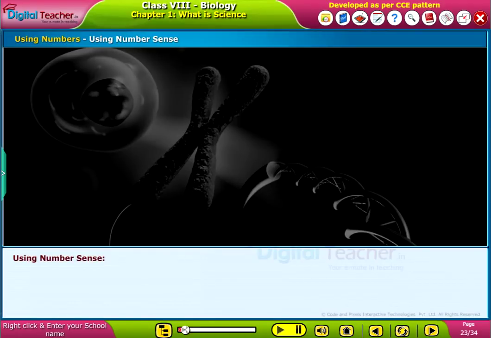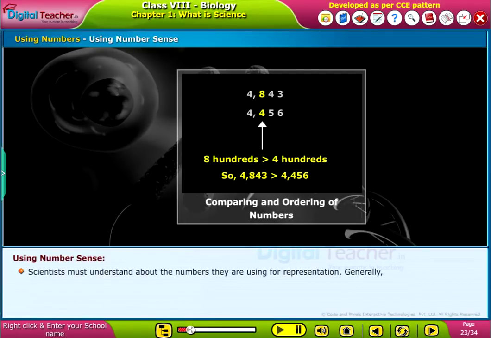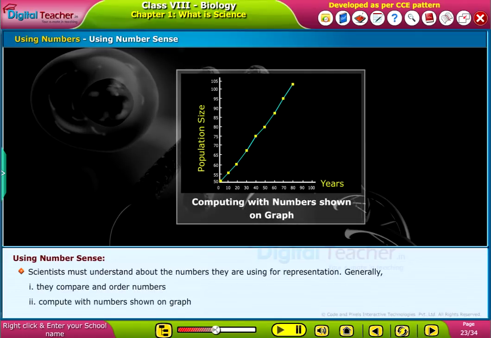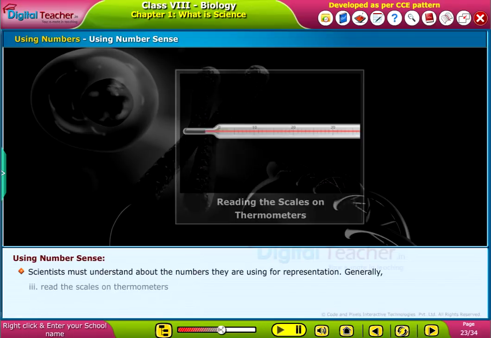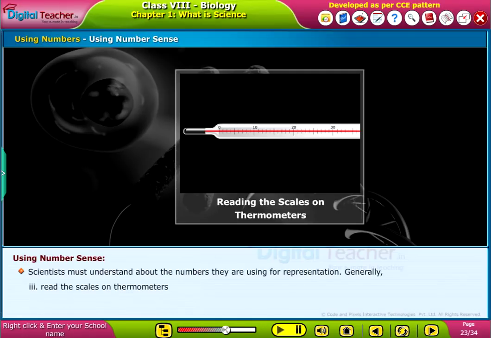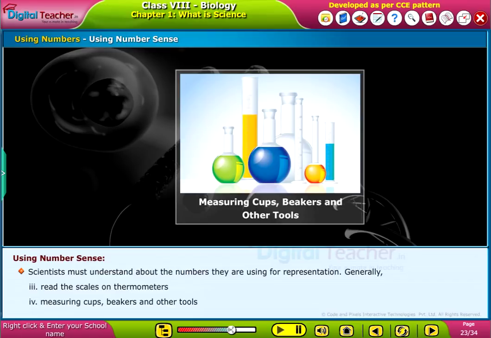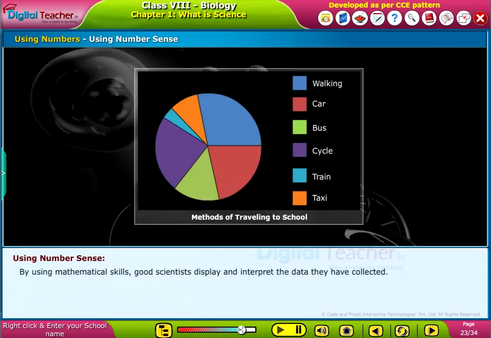Using number sense. Scientists must understand the numbers they are using for representation. Generally, they compare and order numbers, compute with numbers shown on graphs, and read the scales on thermometers, measuring cups, beakers, and other tools. By using mathematical skills, good scientists display and interpret the data they have collected.